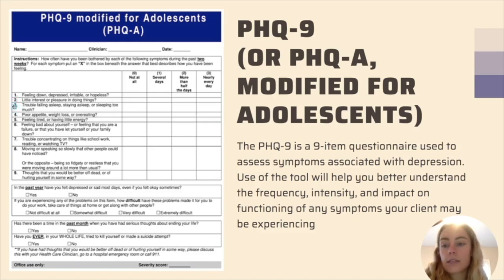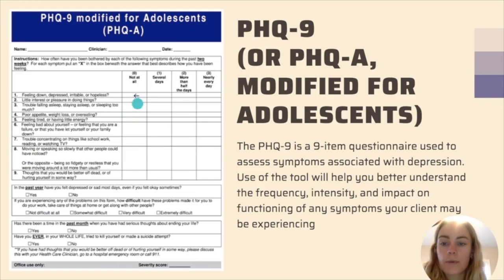3, trouble falling asleep, staying asleep, or sleeping too much? 4, poor appetite, weight loss, or overeating? 5, feeling tired or having little energy? 6, feeling bad about yourself or feeling that you are a failure or that you have let your family down? 7, trouble concentrating on things like schoolwork, reading, or watching TV? 8, moving or speaking so slowly that other people could have noticed, or the opposite, being so fidgety or restless that you were moving around a lot more than usual? And 9, thoughts that you would be better off dead or hurting yourself in some way.